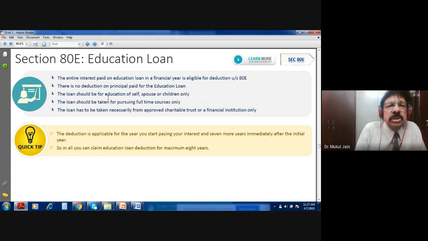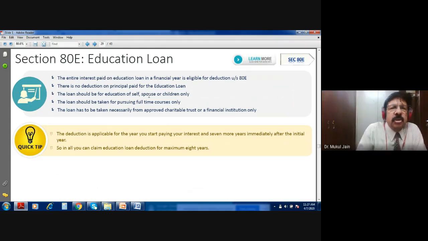Then number 3, the loan should be for education of self or spouse or children only. So in your name, either your parents can take the loan, or you can take loan in your own name, or even after marriage, sometimes people want to go for higher studies, so one can take the loan for spouse also. Then if suppose I take an education loan for my wife, I am earning, let's say my wife is not earning, so I can claim that deduction because I am paying for my wife. I am paying the installment on behalf of my wife.